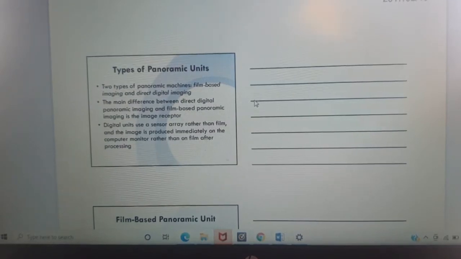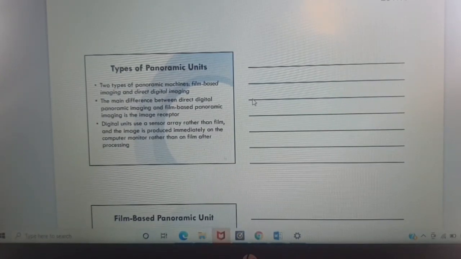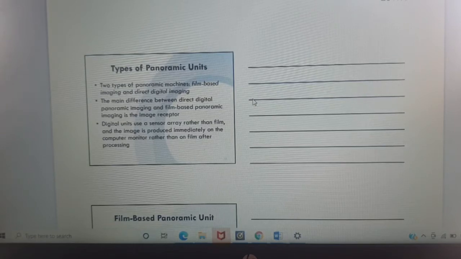So, ladies and gentlemen, there are two types of panoramic machines that are currently available on the market. That is the film-based panoramic machine, as well as the direct digital imaging panoramic machine. So essentially, the main difference between the direct digital and the film-based one is the image receptor, okay? Because digital units basically use a sensor array as opposed to a film, and then the image is produced immediately on the computer monitor rather than on film after processing.